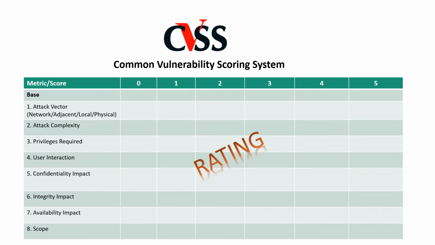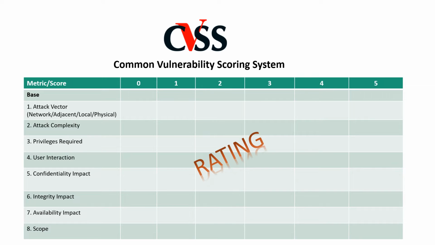Under the category of base, number 1 is attack vector. The question you should ask during the risk assessment: can the software or system vulnerability be exploited from network or adjacent or local or physical? The vulnerability that can be exploited via network has the biggest impact and therefore given higher score because such vulnerability is exposed to a number of attackers across the internet.